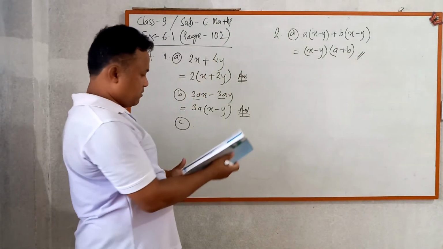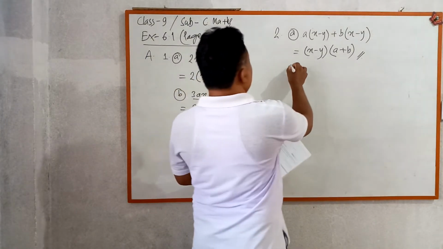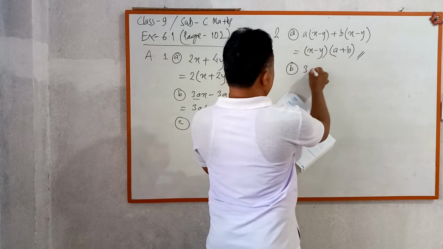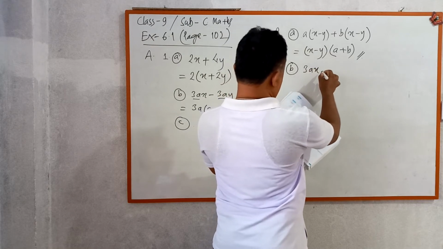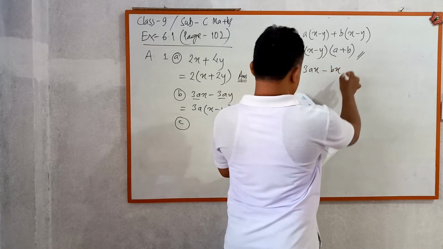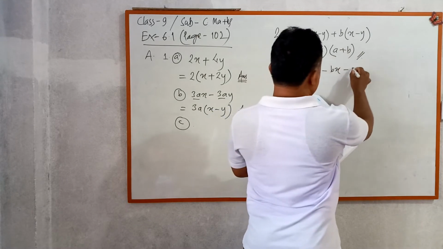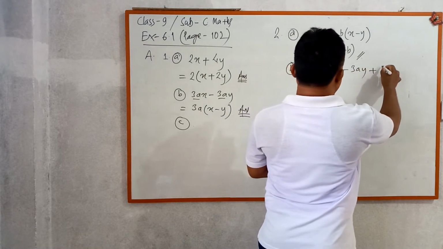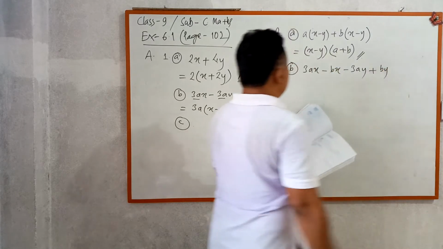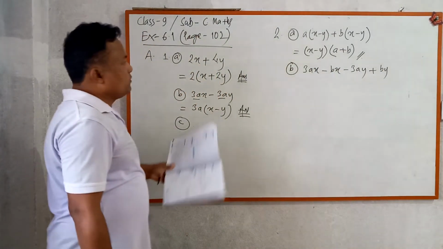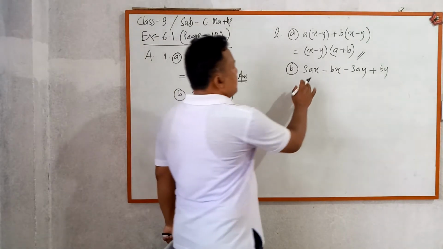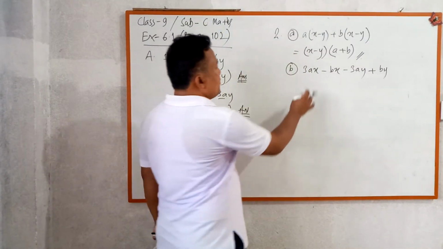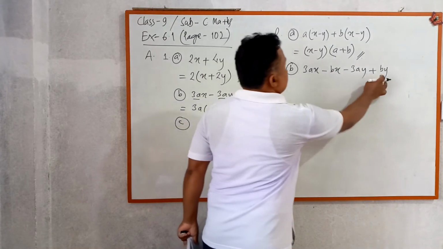And now look at this B number. B number is here 3AX minus BX minus 3AY plus BY. So what can we do here? Look at that. From all four terms, there is no common factor. So we can take common from these two and these two separately.